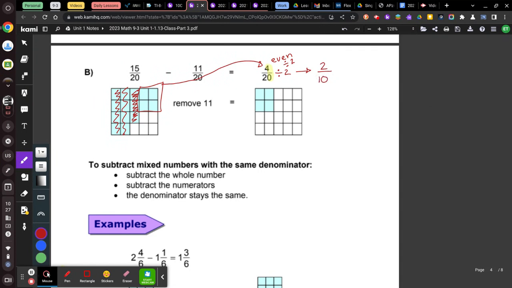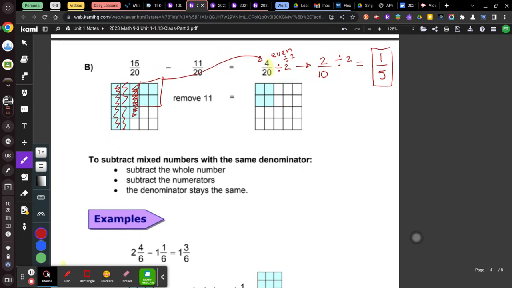Now we're going to reduce that again because they're both even. So we're going to divide by 2 again, top and bottom, and we're going to get 1 over 5 left over. Okay, so that's how many we get left over out of 5. So always remember, we have to reduce our final answers if it's a fraction.